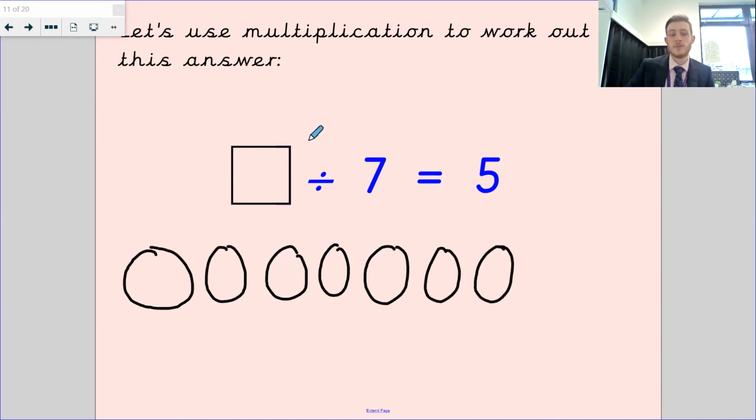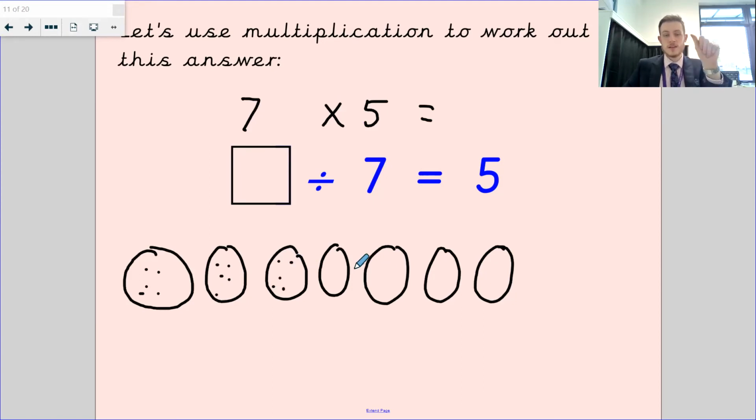And before I start putting my 5 in, I could change it around and I could put 7 lots of 5 equals. You see how I've just moved these numbers, just moved them back. So I've got 1, 2, 3, 4, 5 in there. And then I'm going to count 5. So I'm going to go 6, 7, 8, 9, 10. There's 5. 11, 12, 13, 14, 15.